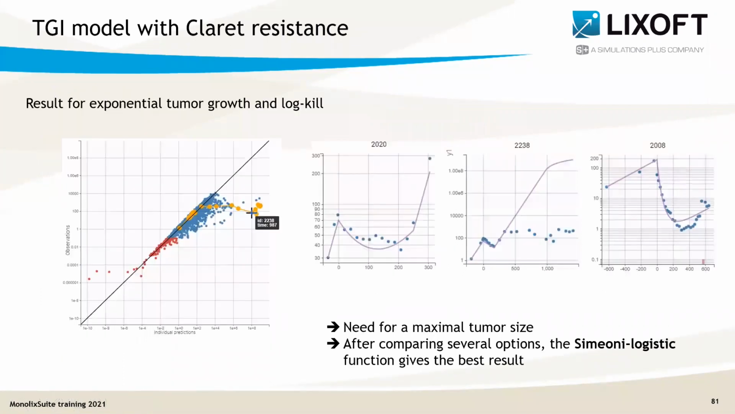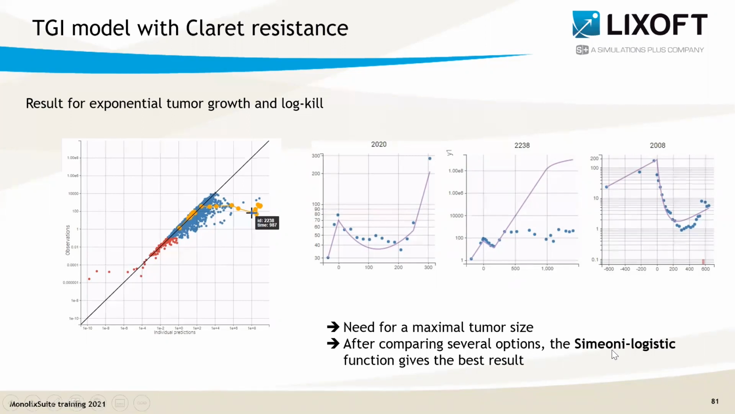The result of this model gives this diagnostic plot. Based on this result, we can identify misspecifications in this first simple model to adjust the model. The first misspecification, which we can see also in the observations versus predictions plot, is due to the maximal tumor size observed in some individual fits, for example this one, that is not captured by this model. So I can compare variants of this model with growth functions that include saturation. After doing this, I found the Simeoni logistic function to give the best result.